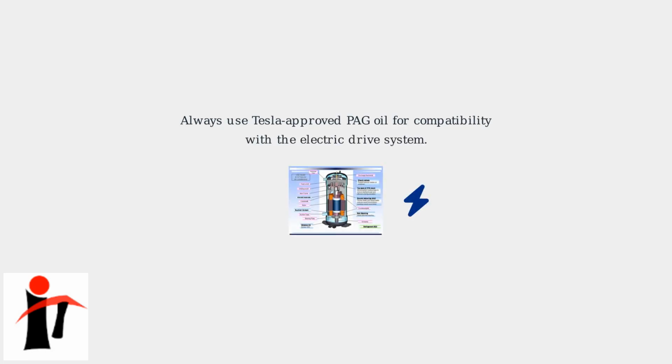Tesla's electric AC compressor requires specialized PAG oil that works with high-voltage components. Using non-approved oil can cause system malfunctions or void warranties.